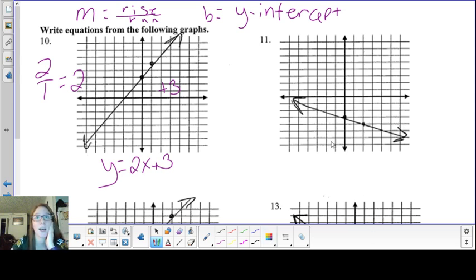Let's take a look at number 11. Looking at my graph, the first point I come to is my intercept, and that is 1, 2, 3, down 3. And to get to my next point, I'm down 1, to the right 1, 2. Now when we go down, we're going to be negative, to the right 2, so my slope here is negative 1/2. So y is equal to negative 1/2 x minus 3.